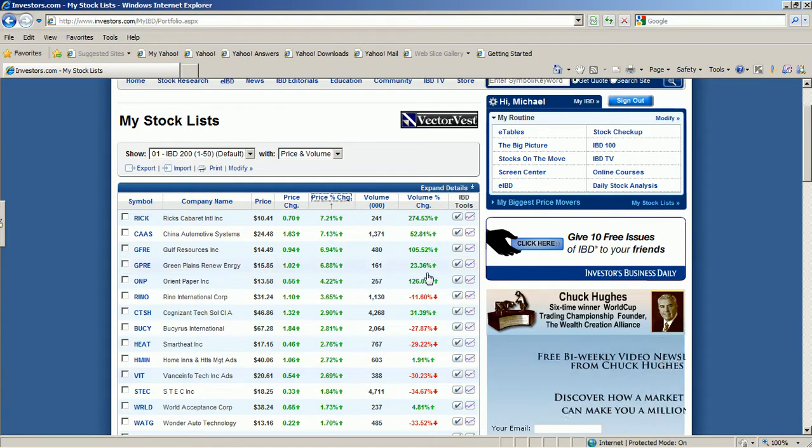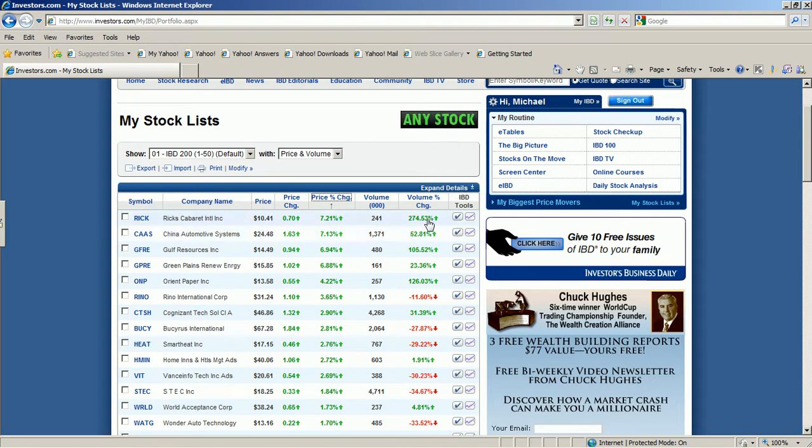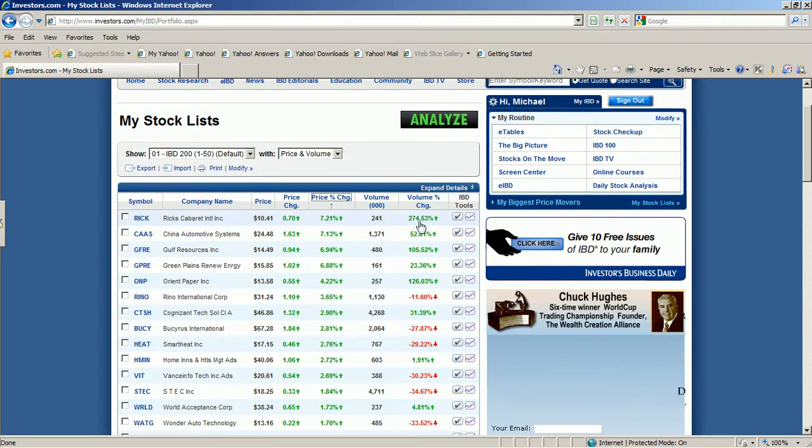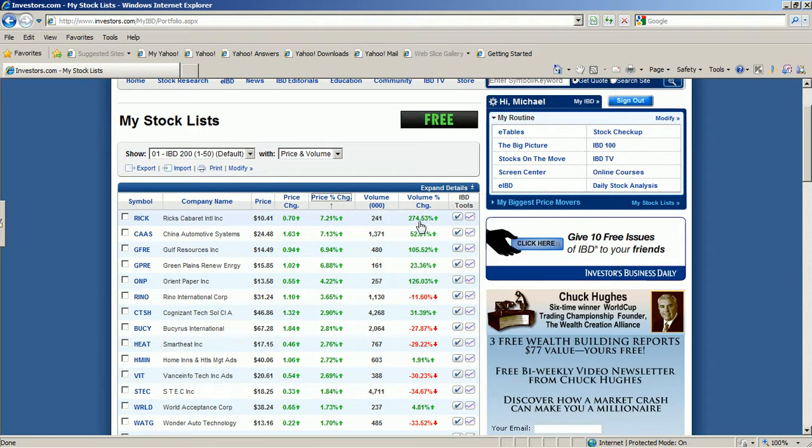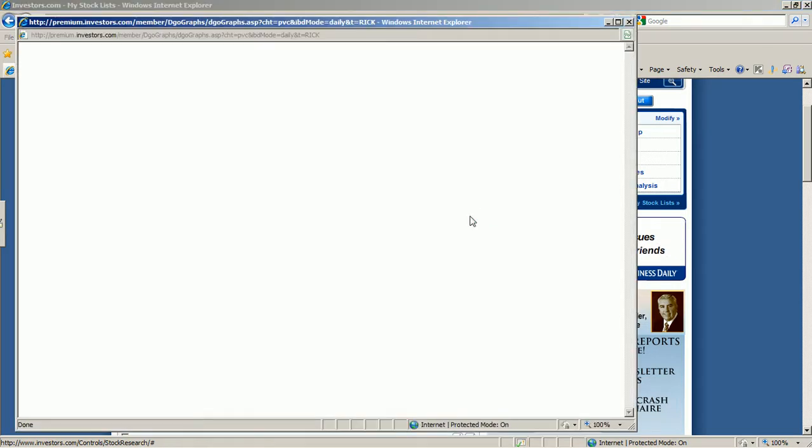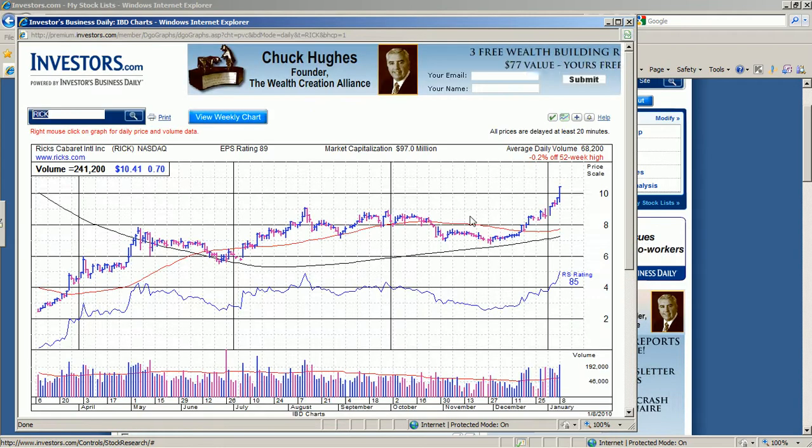Now, I like to see the third piece of criteria, which was that the volume had to be higher than the previous day. You can see here this says 274% higher than the previous day. That's the percentage change. If you click the graph tool here, you can see a chart of the stock, and you can see it visually. You can see this bar graph here is much higher than the day before.